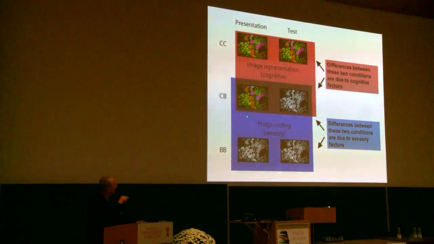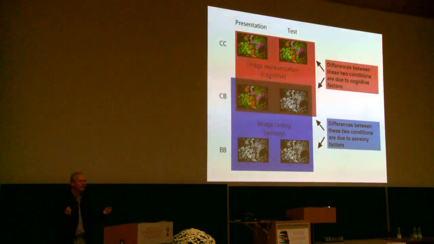So if color helps us here to segment the different parts of the images quicker, then we can use this quicker processing to recognize what's on the images, and we can use that later on, even though the testing is done in black and white. But that additional sensory processing won't be available here when the presentation is done in black and white. So differences between these two conditions are due to sensory factors.